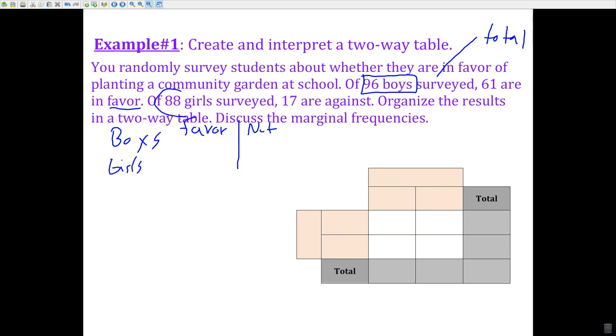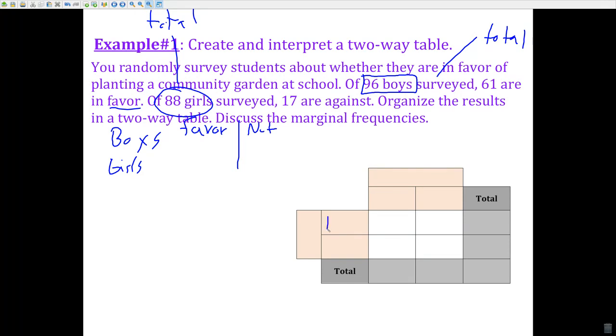Okay, here's our other total that we'll want. 17 are against. Okay, so favor, not favor. Organize the results in a two-way table. Discuss the marginal frequencies. Okay, so we kind of already determined what we're looking at. We're looking at boys and girls, and then favor, not in favor. And you're just going to put that in your columns here.